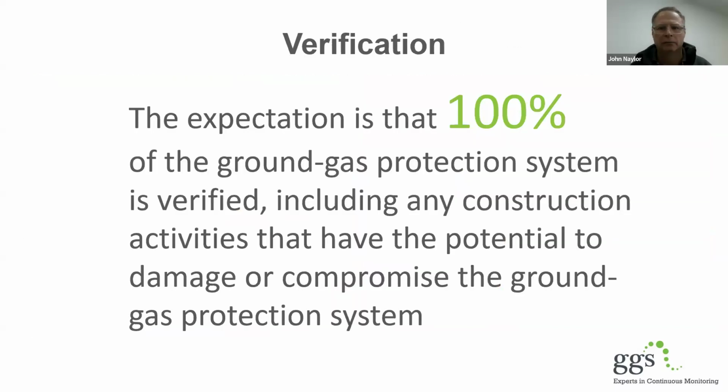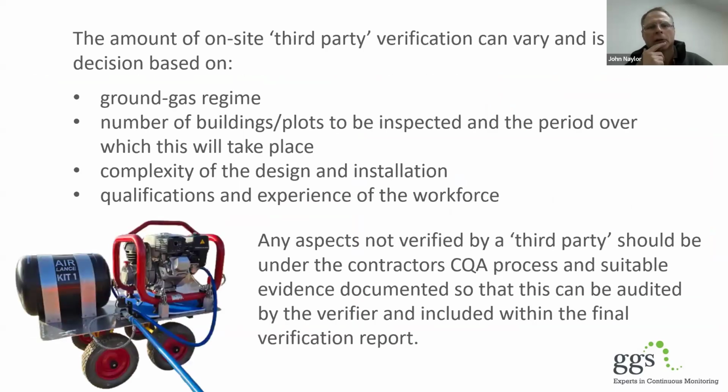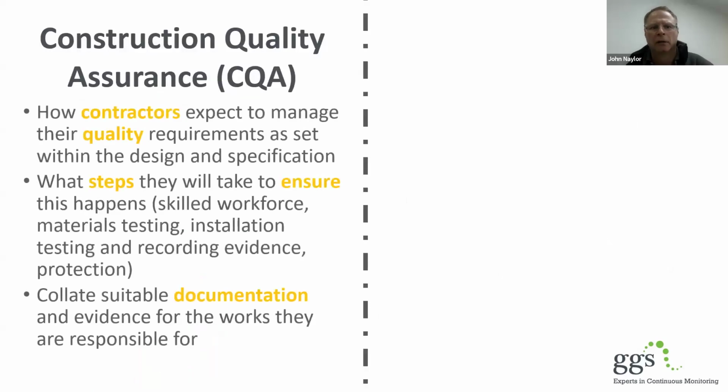Okay, verification. Again, we're expecting 100% there. I've already mentioned this before, so don't forget that as well. The difference again being the amount of time that the third-party verification is based on those four things there. That's Series 735. Anything that you're not doing as an independent verifier should be done via the CQA process for the contractors. What's the difference? Very quickly, CQA is how the contractor manages the quality of their installation, what they're going to do to make sure that happens, and how they're going to test it and document that.